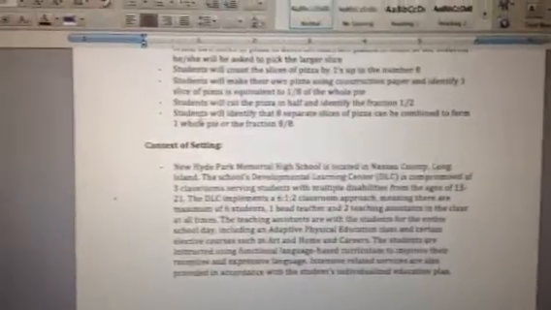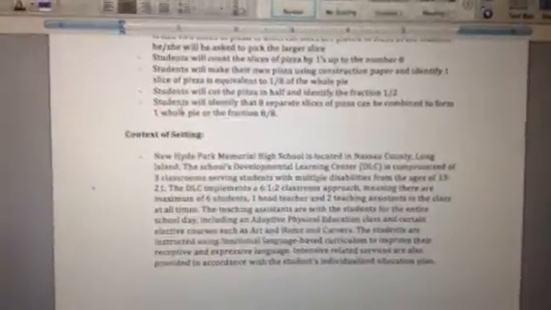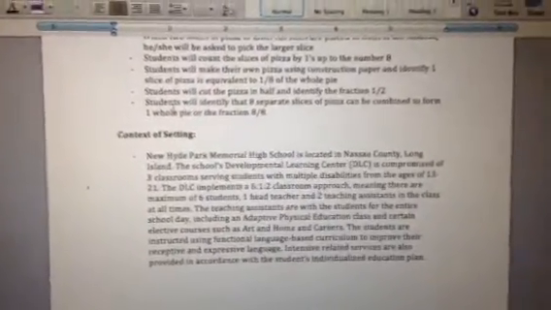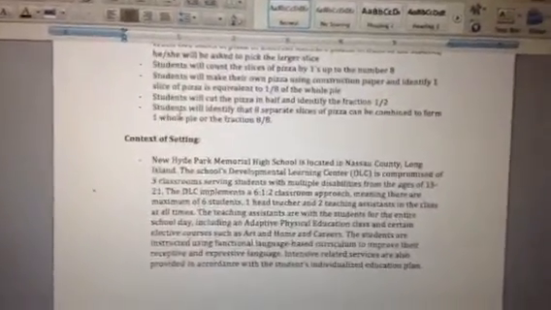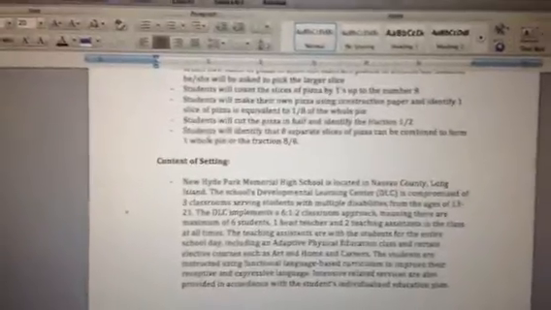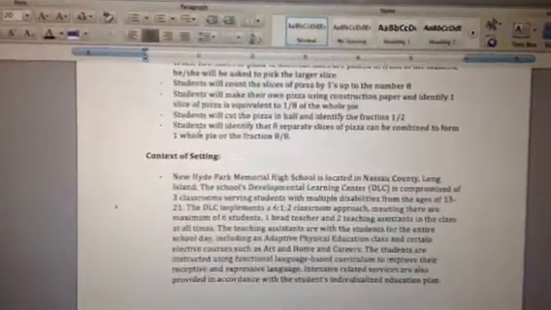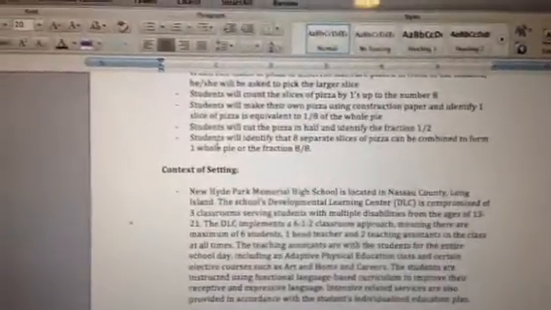Context of the setting was New Hyde Park Memorial High School, which is located in Nassau County, Long Island. The class was a developmental learning center and was comprised of 3 classrooms serving students with multiple disabilities from the ages of 13 to 21. It implemented a 6-1-2 classroom approach, meaning there are a maximum of 6 students, 1 head teacher, and 2 teaching assistants in the class at all times.